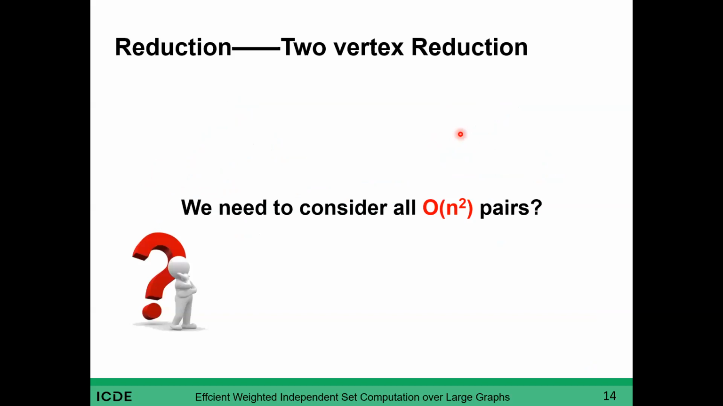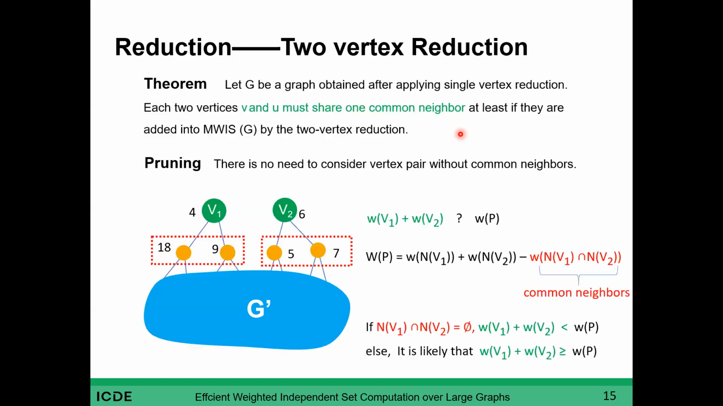However, we actually have at most n squared pairs to handle. Do we need to compute all of them? If so, n squared can be quite large with increasing scale of the graph, which makes it impractical to handle. But don't worry, with the following theorem, we can narrow the searching space dramatically. This theorem tells us we only need to consider vertex pairs sharing at least one common neighbor. And why?